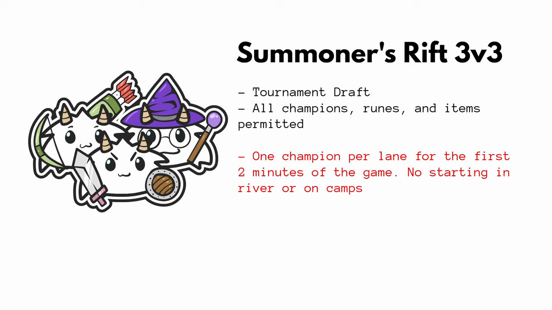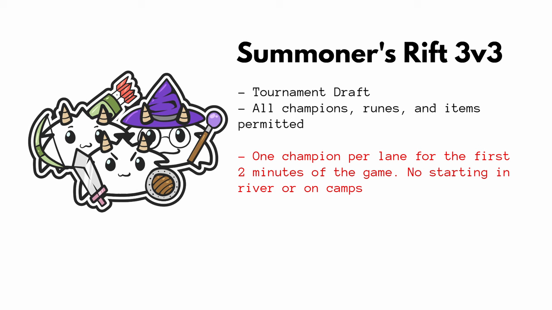The first rule is that each team must have one champion in each lane prior to the 2-minute mark. This means no silly shenanigans like grouping up and sprinting down one lane, and no starting on jungle camps. This also means you can't just immediately run through river to swap lanes out of bad matchups.